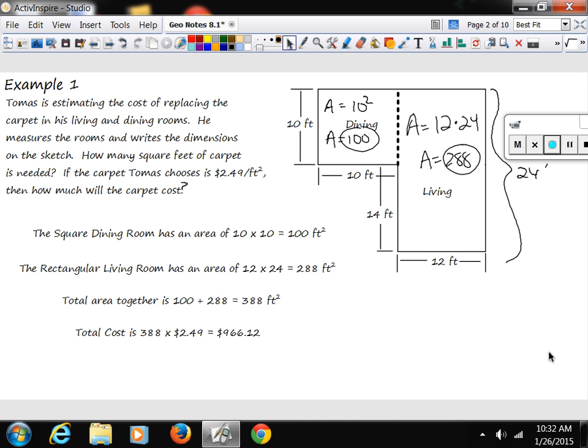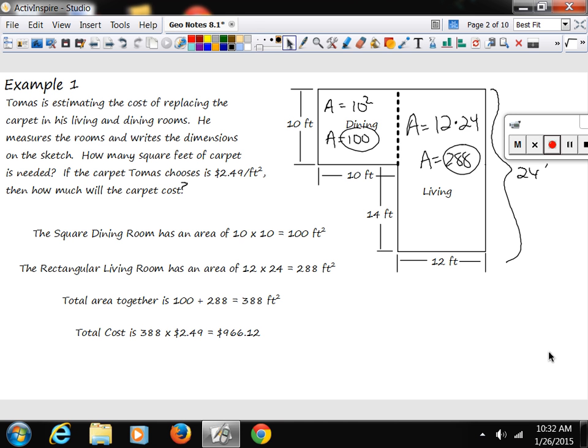$966.12 for the cost of the carpet. Now, if you've ever learned about carpet, done carpet, then you probably know that he's not just going to write a check for $966.12, give it to the guy, and it's going to be done. There's a lot of other stuff involved.